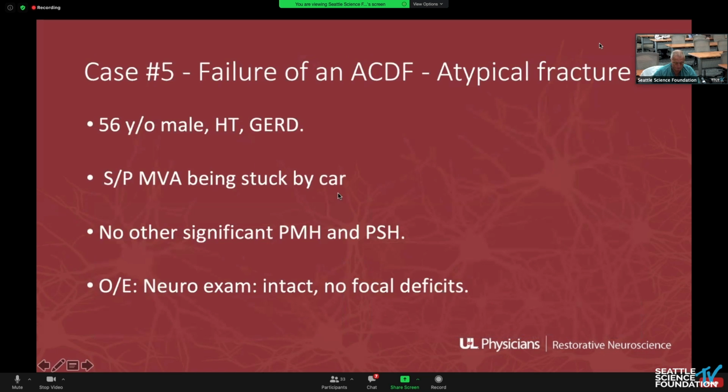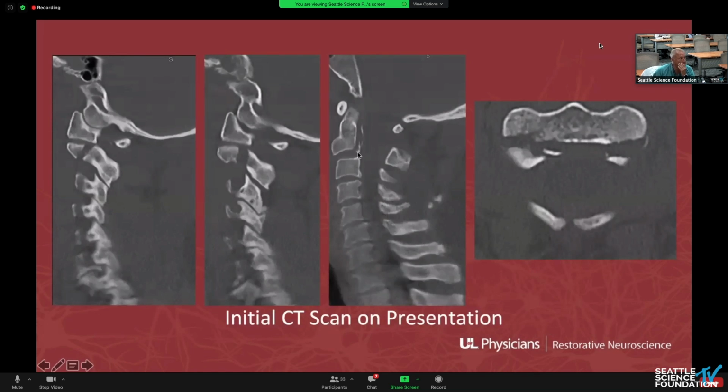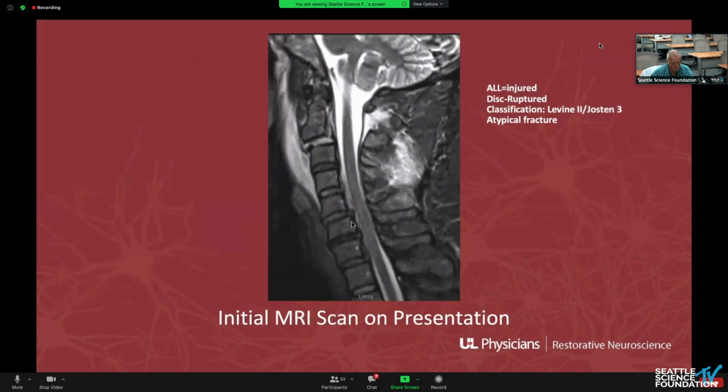Let me show another case. This one is a 56-year-old MVA, neurologically intact. Here are the films. You can see that this is the type 1 atypical fracture that I talked about. You see the fracture in the posterior C2 body, and so it's atypical. It's very important to recognize these atypical fractures. Here is the MRI scan. It shows the ALL is injured and the disc is ruptured. Once again, it's a Levine-Edwards 2, Judet 3 fracture.